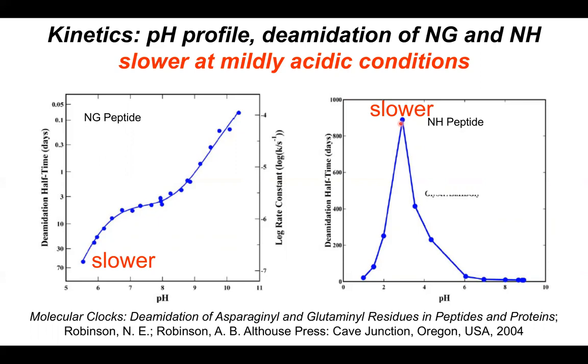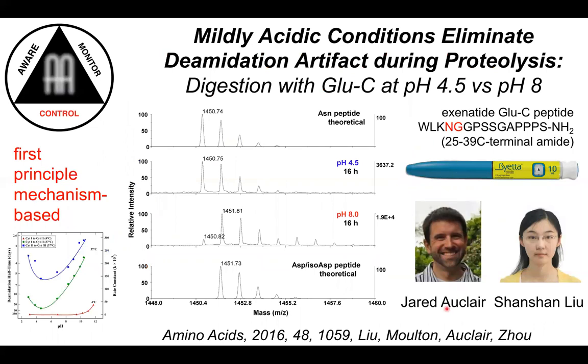So, taking advantage of this pH dependence, my student Shan and my collaborator Jared developed a method that digests a protein under mildly acidic conditions. On the top is a theoretical mass spectrum of an asparagine peptide, based on exenatide, a GLP analog drug. The deamidation species will have a 1 Dalton mass increase, shown over here. In the normal tryptic or other protein digestion conditions at pH 8, overnight for 16 hours, more than 50% are deamidated. You can see the peak here disappeared, and there's a peak here corresponding to the deamidation species accumulating.